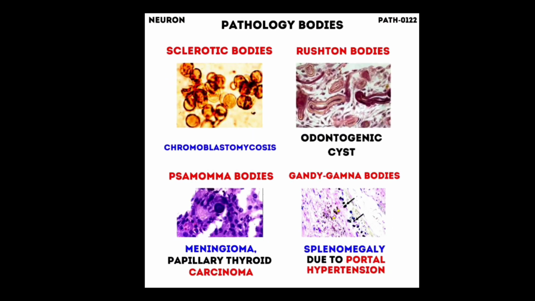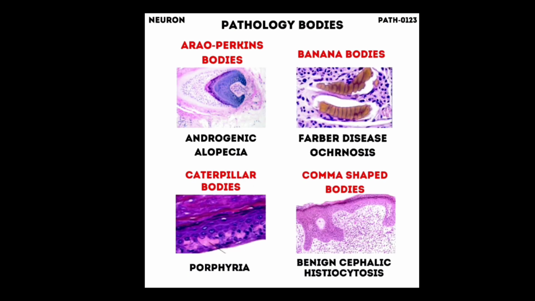Sclerotic bodies are seen in chromoblastomycosis. Gamna-Gandy bodies are seen in congestive splenomegaly, and Psammoma bodies are calcified deposits in meningioma, papillary thyroid carcinoma, and various other examples. Next, banana bodies from Fabry's disease and ochronosis, caterpillar bodies from porphyria.